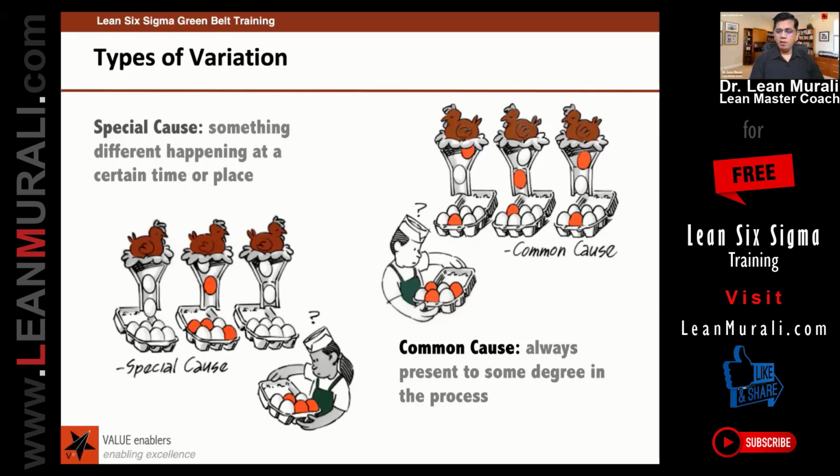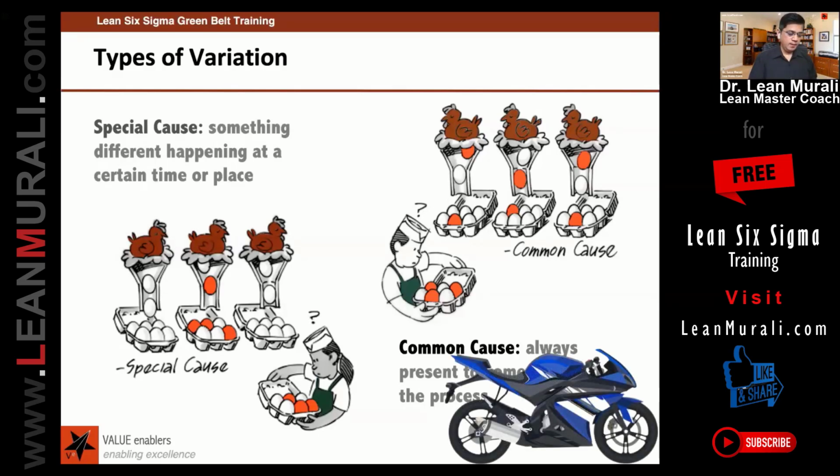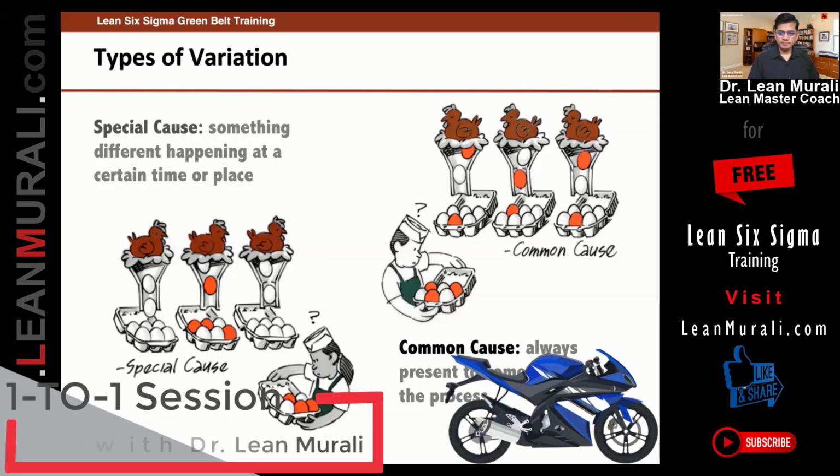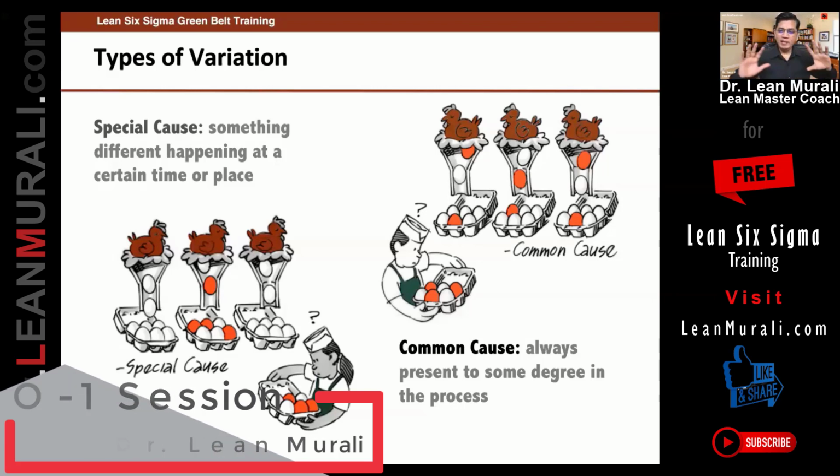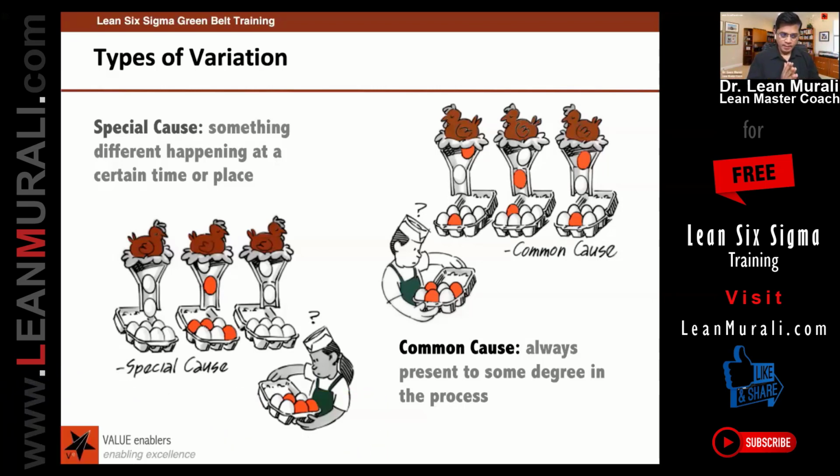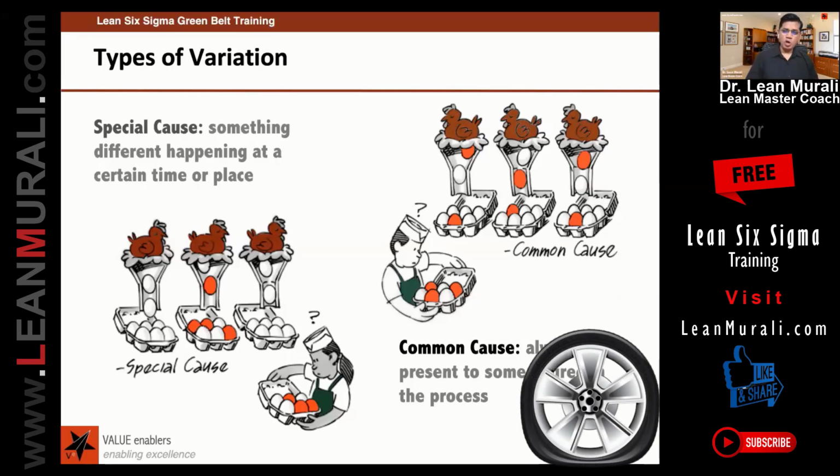Example, let us say, how many of you have a motorbike? Now, let me try to give examples of a special cause or an assignable cause in the bike. Okay, let us say you're going in the bike to the office. And when you're late, it can be because of a special cause or it can be because of a common cause. Now tell me one special cause when you're going in a bike, that if you're going late, what is a special cause that might cause you to go late? Puncture, flat tire. It doesn't happen all the time.